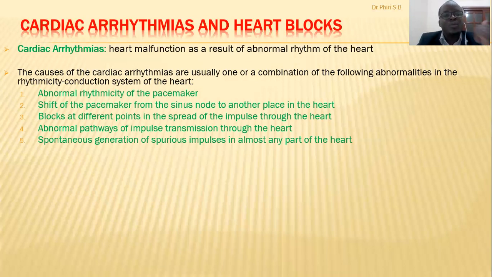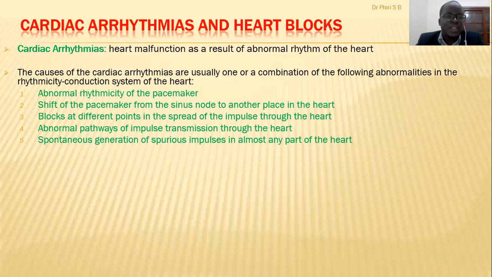And then abnormal pathways of impulse transmission through the heart. If you have an abnormal pathway, it's not coming from the SA node, internodal fibers, AV node, bundle of His, bundle branches, Purkinje fibers. If you have any pathway that is not following this normal pathway, then you can also have cardiac arrhythmias. Maybe the pathway is starting from the atria, not the SA node, or maybe it is starting from the ventricle. That will result in cardiac arrhythmias because this is not the normal pathway.